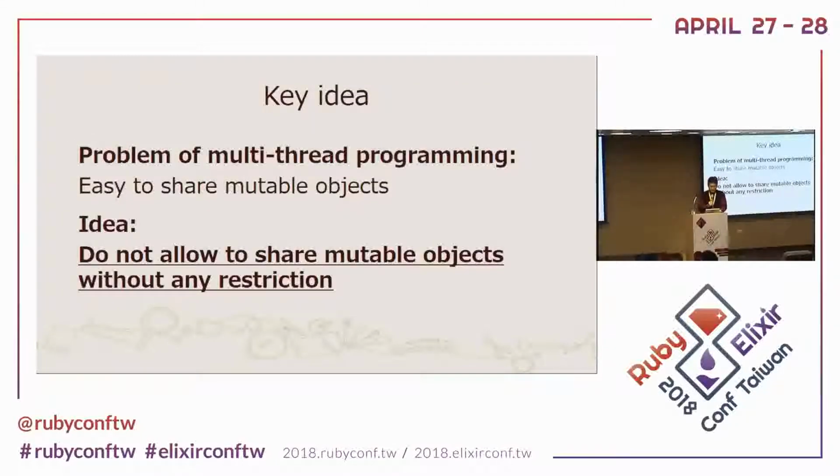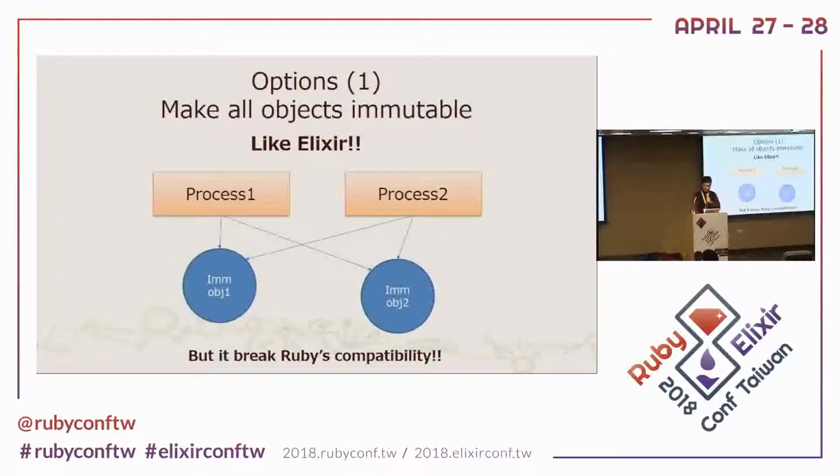So the key idea is, this slide shows the key idea. The problem is that in multi-thread programming it is too easy to share mutable objects. So the key idea is to restrict sharing of mutable data. So the mutable object is the problem.